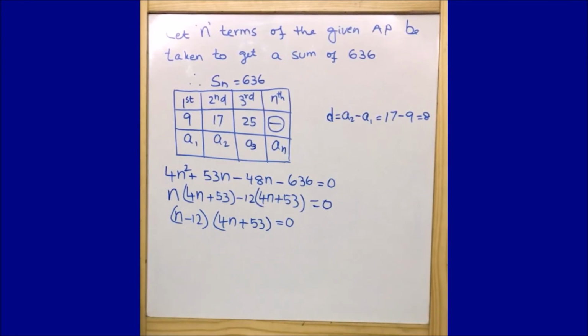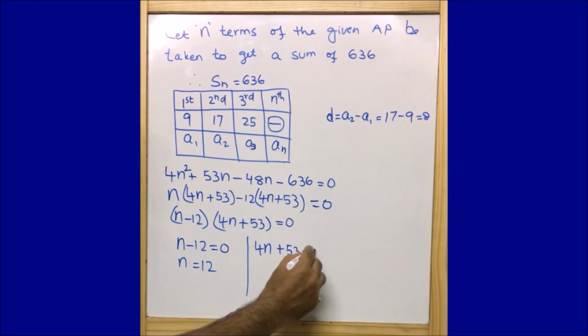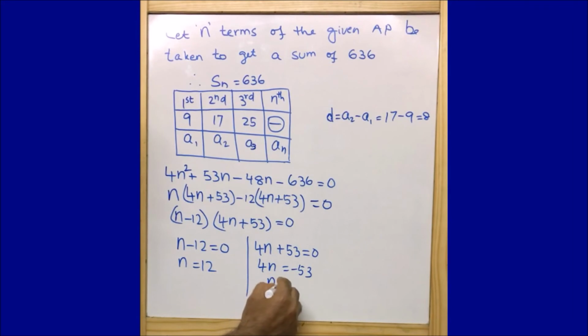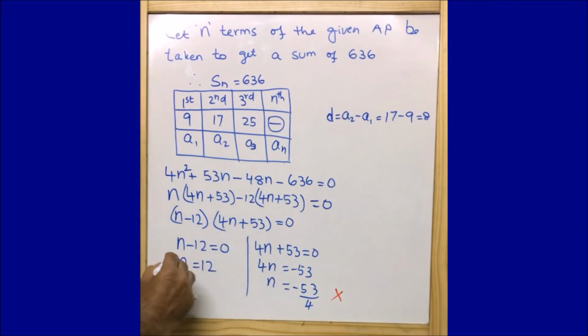Now, n minus 12 is equal to 0, or n is equal to 12. This is one, and the second equation is 4n plus 53 is equal to 0, so 4n is equal to minus 53, or n is equal to minus 53 by 4. As I told you earlier, our n value cannot be negative; it should be positive. Therefore we cannot consider this one, since it is a fraction and also negative. So the value of n that we can consider is 12.